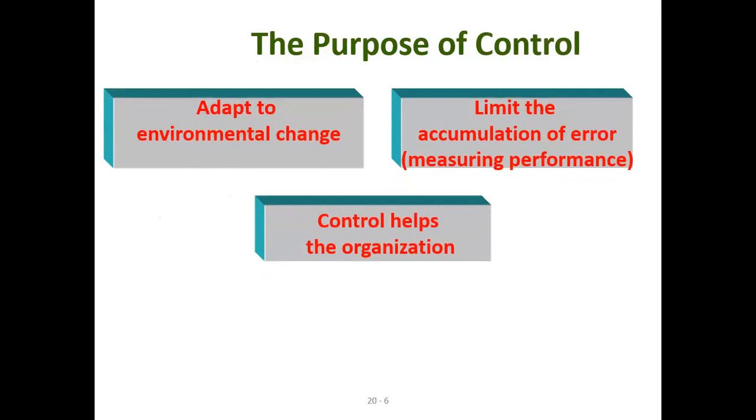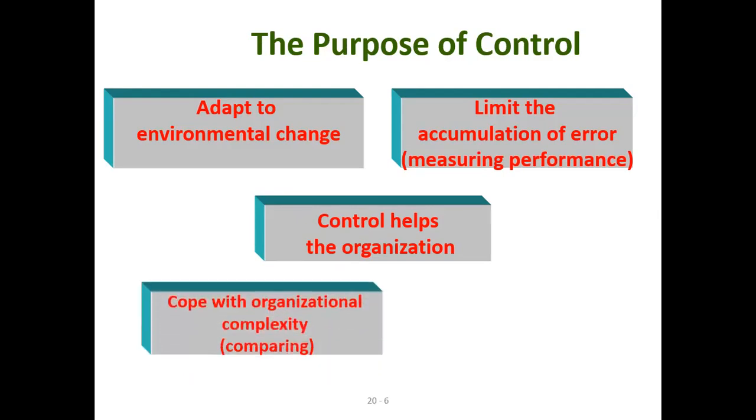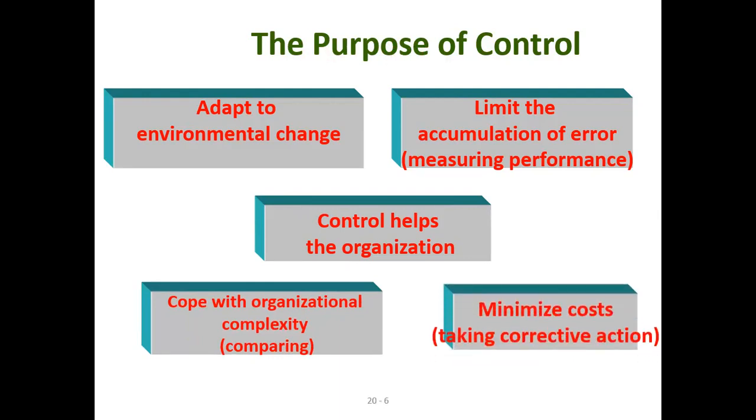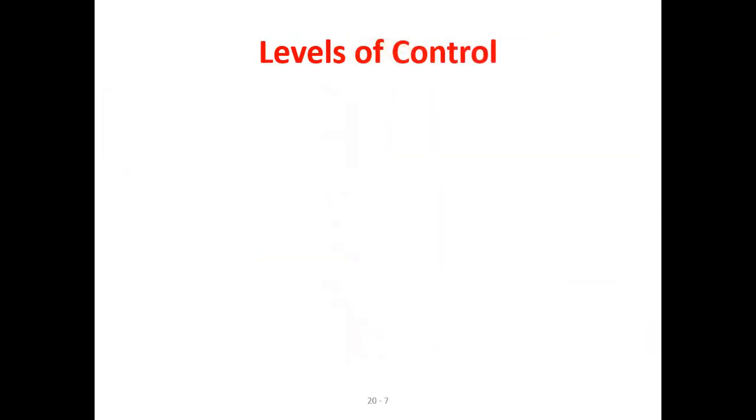The first one is adapting to environmental change. Next is limiting the accumulation of error, with measuring performance. Next is that control helps the organization cope with organizational complexity, with comparing. The final one is minimizing cost, with taking corrective actions. These are all the process of controlling.